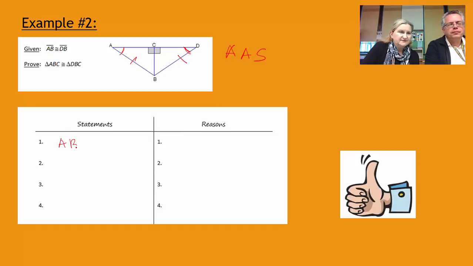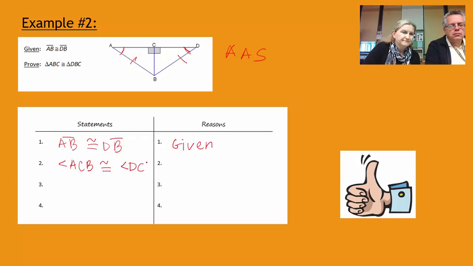Well, let's start with the givens. My first statement: AB is congruent to DB. Okay, so that's given. Then I have this angle right here, a right angle. So remember to use three letters: angle ACB, vertex goes in the middle, is congruent to angle DCB. Okay, so these are right angles. Let's put some more symbols. Very good. Right angles are congruent.